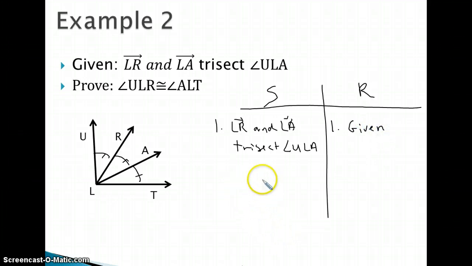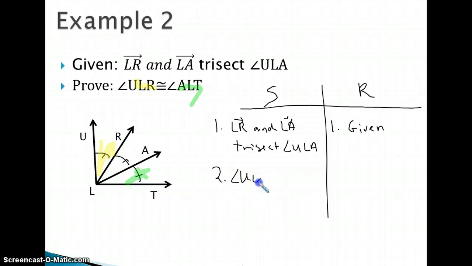Alright, and now we know, because we have a trisector, that by the definition of a trisector we're going to have three congruent parts. So I know that all three of these pieces are the same. I picked out these two, so I picked out angle ULR, which is this one right in here, and I also picked out angle ALT, which is this one right in there.